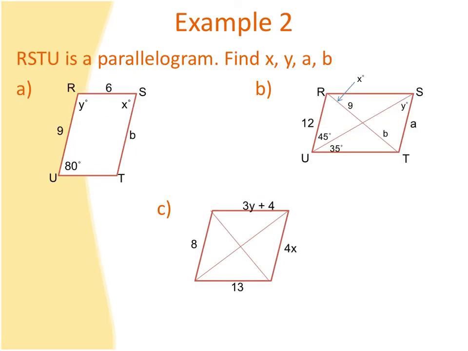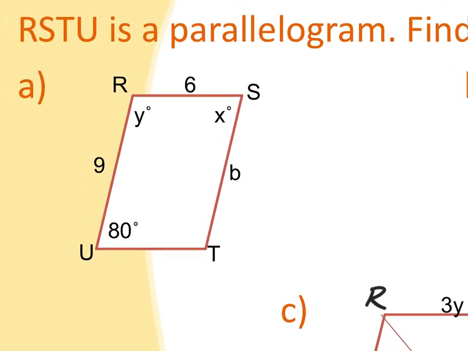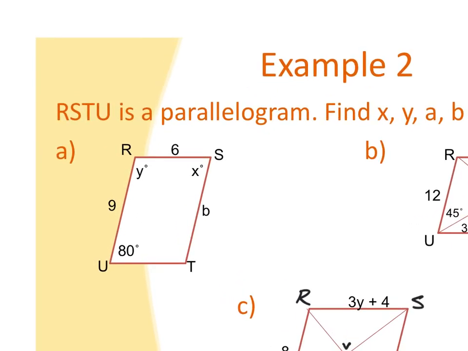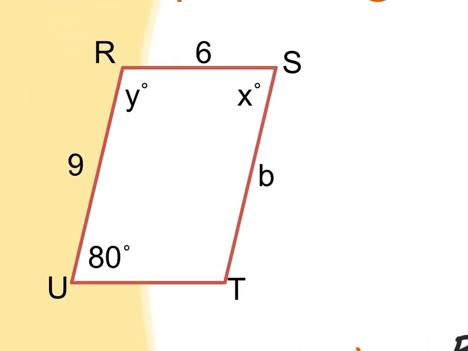Alrighty. It says RSTU, so each one is RSTU. Let me just label this, this one was not labeled RSTU. And in the case of the diagonals, I'm going to add a letter for the middle just because sometimes we might need that. So just to name things, like we could say, oh yeah, this is this because of whatever reason. So let's start here. And we're trying to find X, Y, A, and B. In this case, there is no A. It's just X, Y, and B.